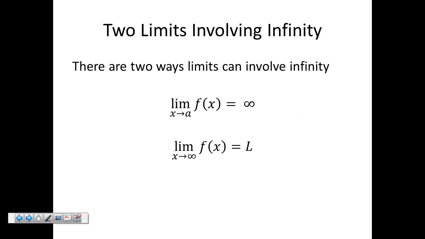Now, there are basically two ways that limits can involve infinity. We can either have the limit is equal to infinity, as we have here on the top, or we can have the limit as x goes to infinity. That means that we're plugging bigger and bigger numbers in for x. We're plugging in 1,000, we're plugging in 1,000,000, we're plugging in 1,000 million, which is a billion, but we just keep on plugging bigger and bigger numbers in, and we're trying to look at where that is going. And it is totally possible for it to equal a number. We'll take a look at some of those.